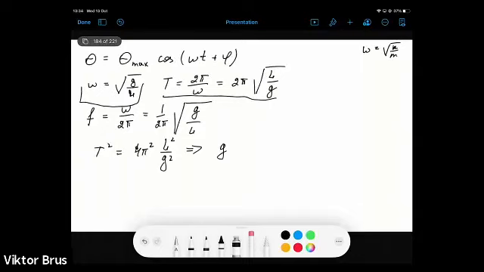Sorry, it's actually not squared here because we have a square root. So g is equal to 4 pi squared L divided by T squared. So as you see, both the length of the pendulum and its period can be measured quite accurately, and that's why we can determine the acceleration of free fall by using such a mechanical system.